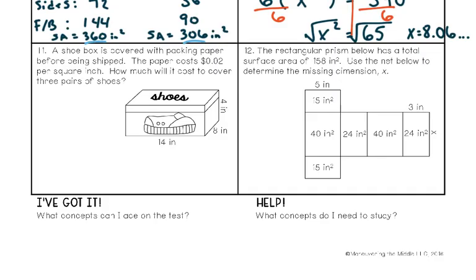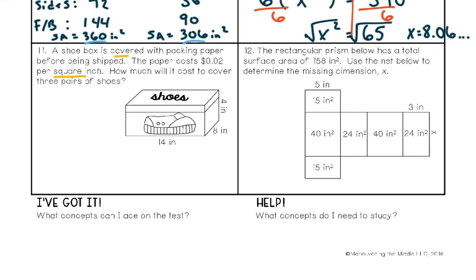C. Number 11 is a question about a shoebox being covered with packing paper. It talks about something per square inch, so I know this is a question about surface area. So I know I need to find the surface area for the shoebox, and then I'm going to find the cost per square inch. And then I'm going to figure out how much it costs to cover 3 pair of shoes. So I won't be done until I figure that out. But the first thing I need to do is find the surface area for this box, since it says it's being covered with packing paper.